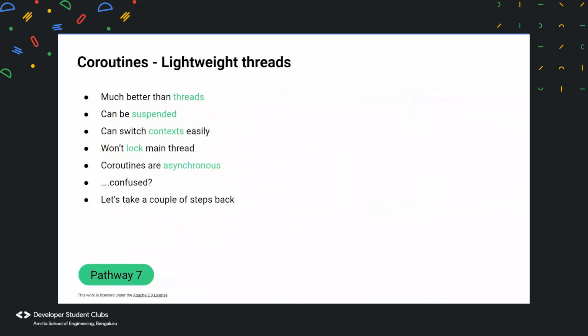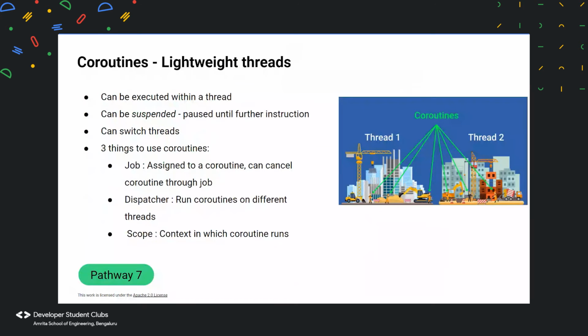In order to use coroutines, you need a couple of things, and they are as follows. You need a job, which is basically assigned to a coroutine, and you can cancel coroutines through jobs. So if you cancel or stop a job, you cancel the coroutine. You can have a hierarchy of jobs. You can have parent jobs and child jobs. And as you may guess, if you kill the parent job, all the child jobs get killed too.